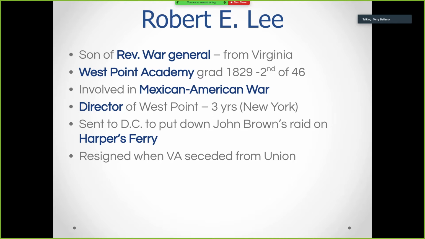So anyway, when we look at a little bit of background on Lee, he's the son of a Revolutionary War general. So he's got military in his blood. There's a pedigree there that tells us he knows how to fight. He graduated from West Point Military Academy in 1829, second out of 46. Now, when you graduate second out of 46, a lot of things come into play at a military academy. Grades are part of it.